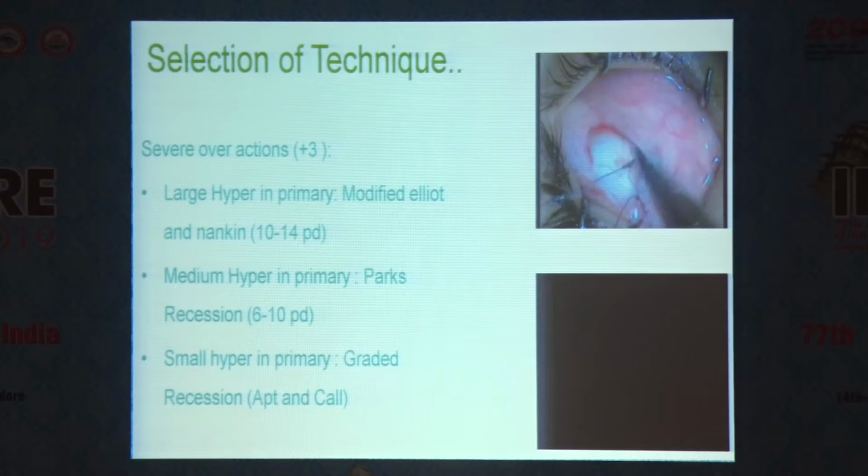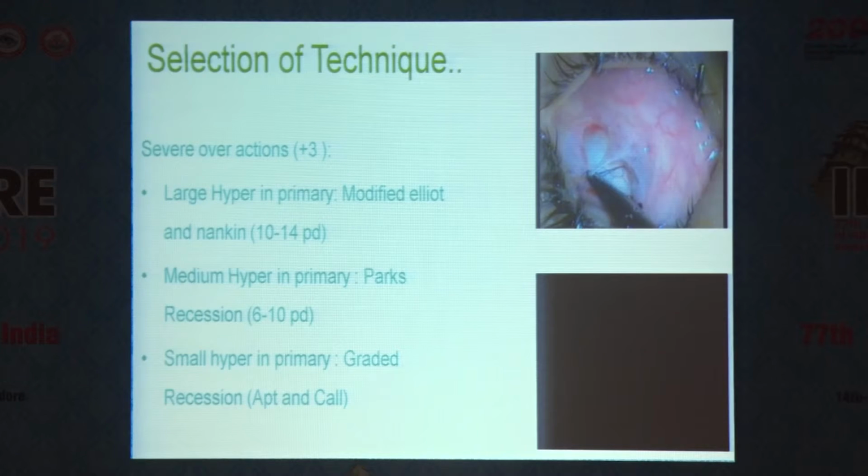Not bunching. This is to prevent bunching. We are separating it by 5 millimeters. No, by the modified Elliott and Nankin. You are saying modified Elliott and Nankin, huh? No, I am saying modified Elliott and Nankin. I am bunching the muscle. No, in modified we don't bunch. Acha. 5 millimeters behind. The real one was bunching it just in front of the inferior. Just in front of the inferior.